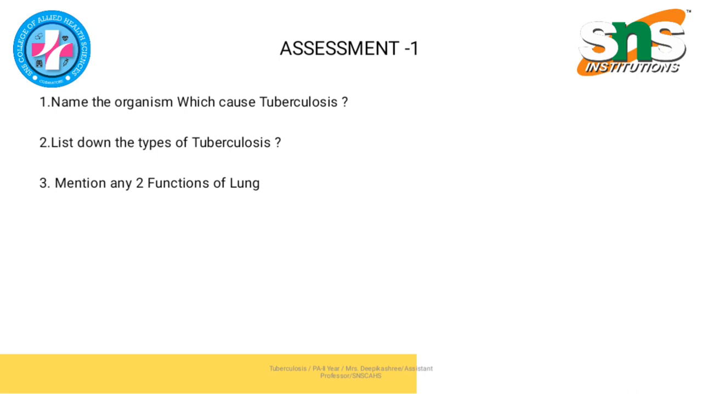Name the organism which causes tuberculosis. Mycobacterium tuberculosis. List the types of tuberculosis: pulmonary tuberculosis, avian tuberculosis, bovine tuberculosis, and miliary tuberculosis. Mention any two functions of the lung. It takes in oxygen and provides it to tissues, and it removes the carbon dioxide from our tissues.